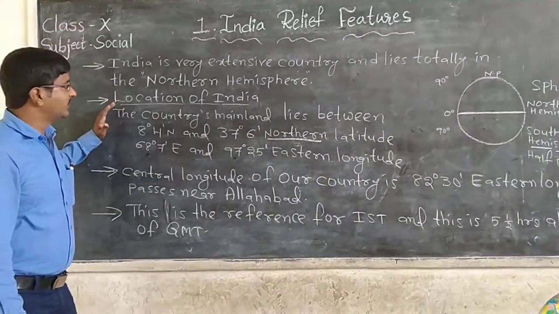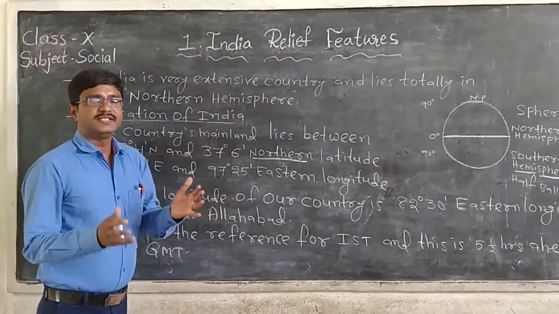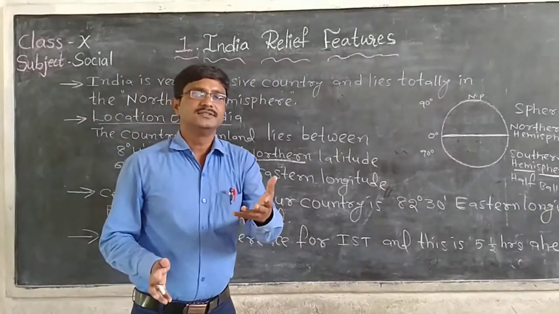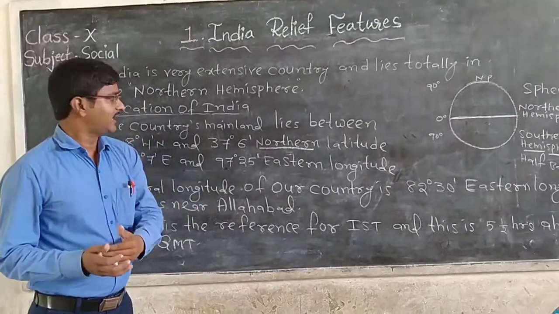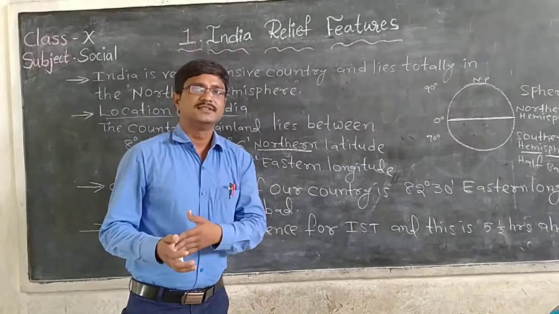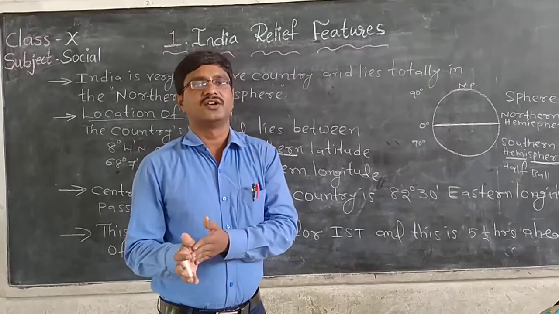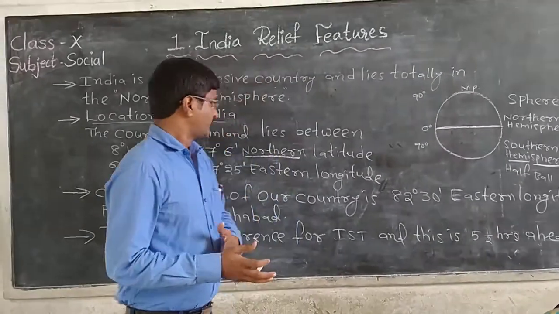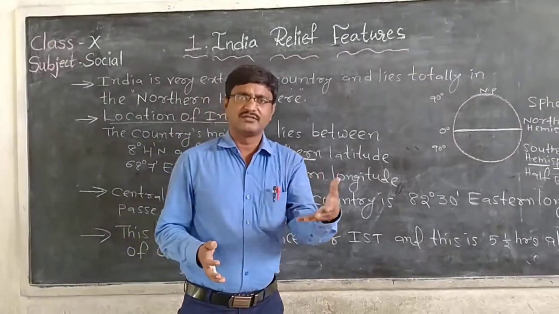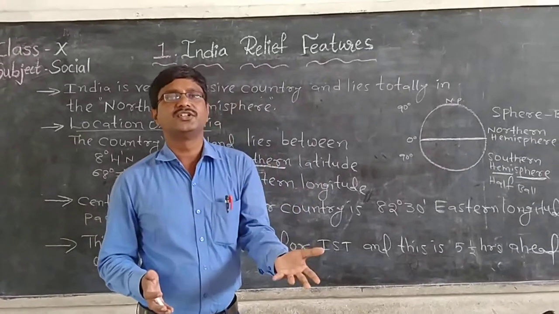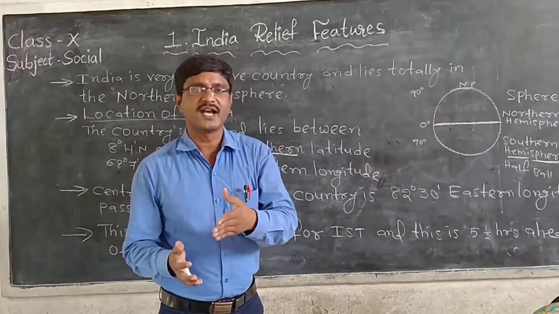Once again I am repeating, what is the location of our country? The country's mainland lies between 8 degrees 4 minutes and 37 degrees 6 minutes northern latitudes and 68 degrees 7 minutes and 97 degrees 25 minutes eastern longitudes. Between these latitudes and longitudes, our country is located. So, what is the use of these latitudes and longitudes? Already we have learned in the previous classes, latitudes and longitudes are imaginary lines. They are not real lines.